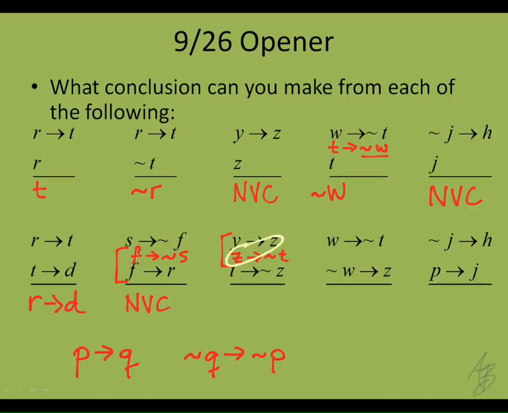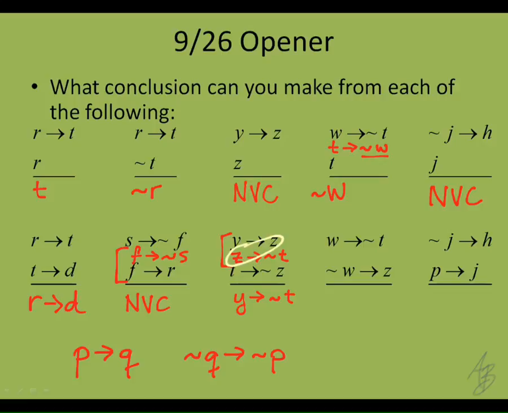Where are we going to start? Should we start at not T or should we start at Y? Which direction are we going? We're going to start at Y, right? Because the arrow's going to the right. So we'll start at Y. So we'll say if Y, then not T.